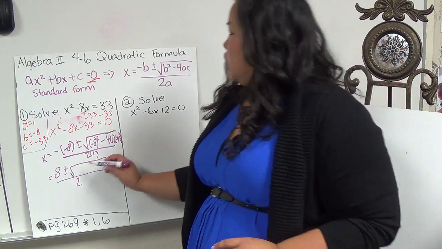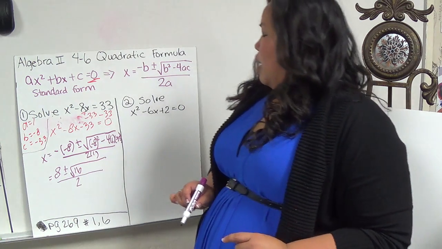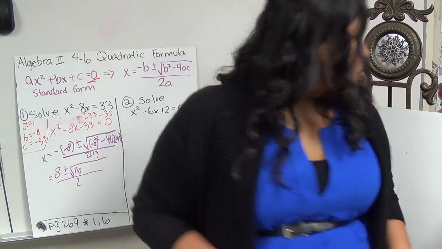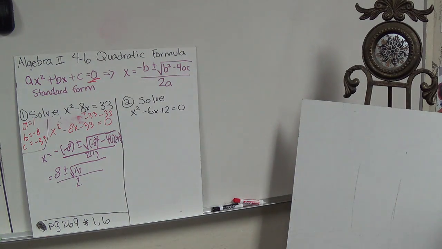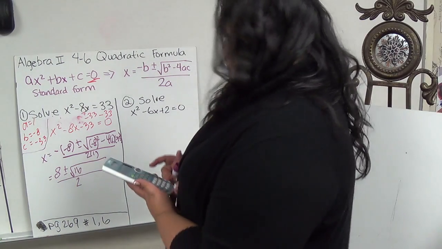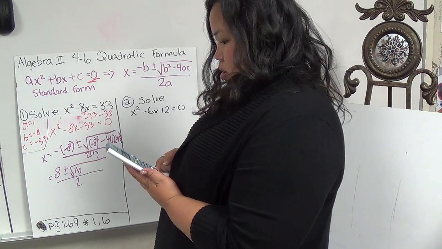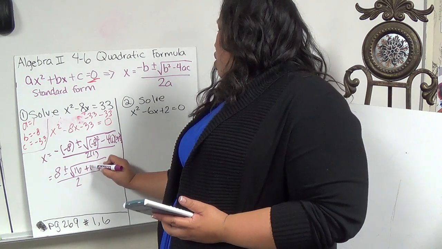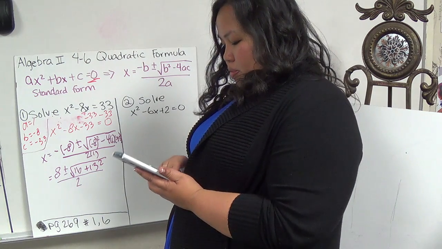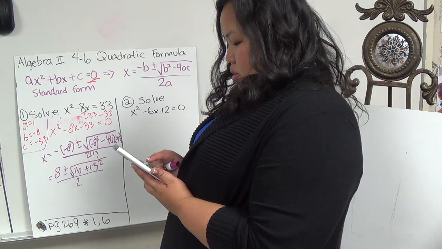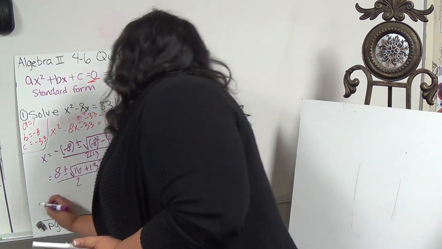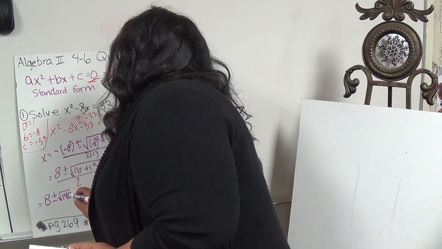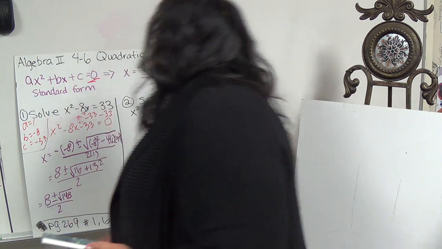So -8 squared is +64. Wait, I mean 16, no: (-8) squared is 64, and then minus 4 times 1 times -33. So 4 times 33 is positive 132. These negatives right here cancel out, so I have positive 132. So this gives me 8 plus or minus the square root of 148, all over 2.